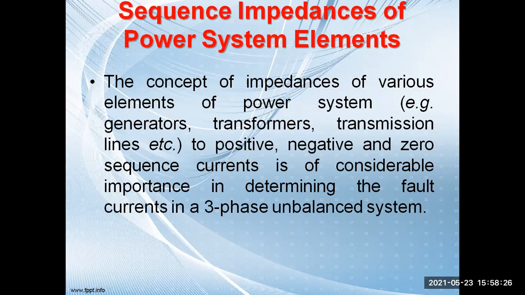And when we know the symmetrical component theory, we have to know, for the different power system equipment, like the generators, transformers, and transmission lines, what the positive sequence, negative sequence, and zero sequence components of the current will be, and based on that, we can calculate the actual fault current which is appearing in the system.